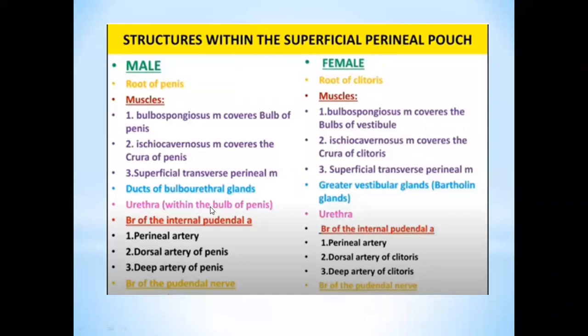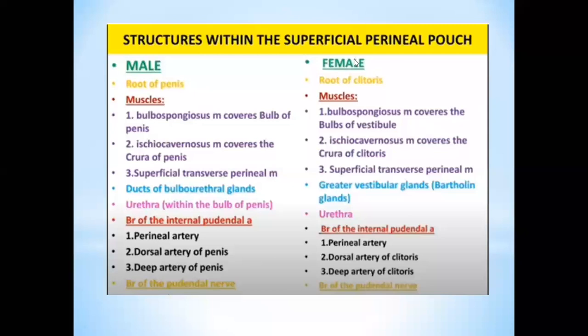When we study the male genital organs in detail, we are definitely going to discuss it over there. Then, in males, we have the branches of the internal pudendal artery, that is the perineal artery, the dorsal artery of the penis, and the deep artery of the penis. And we have the similar nerve, that is the branches of the pudendal nerve. This is all about the structures present in the superficial perineal pouch of the male.